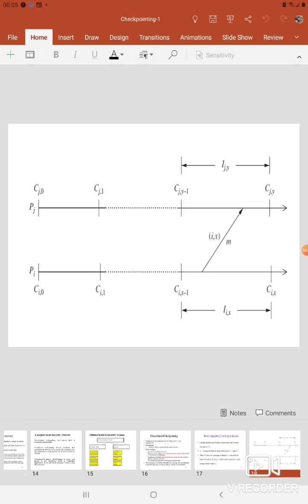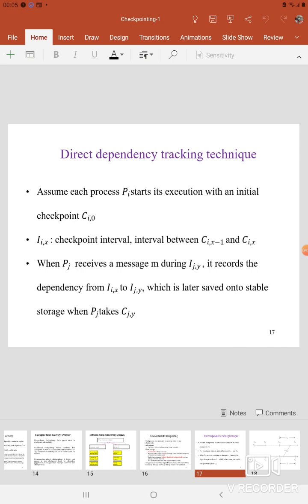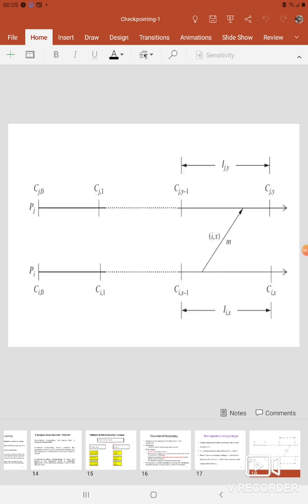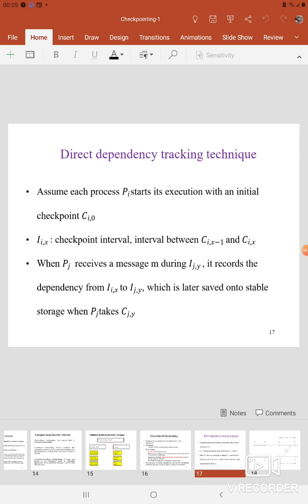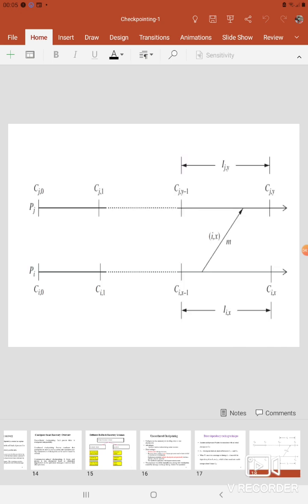Between two successive checkpoints, the time duration is called the interval between the checkpoints. So if the process Pj receives a message from Pi, we have a dependency between the interval Ix and Iy. It is recorded in storage. These two intervals are dependent. This is called the direct dependency tracking technique. This dependency is later saved onto stable storage when Pj takes the checkpoint Cjy.